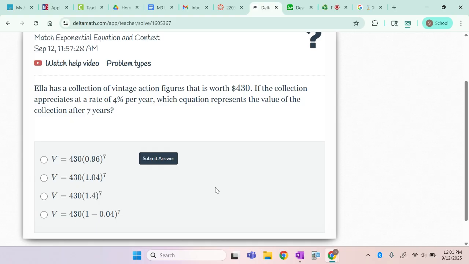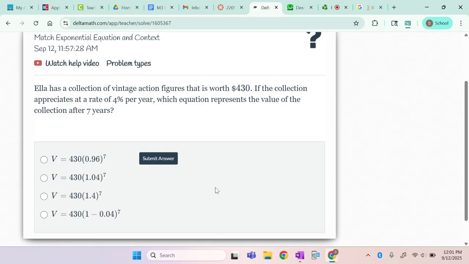What word kind of keys us into it's going up? Appreciates. That means if we put money in it, we'll get more money out of it. If it was a decay, we'd be losing that money. So since we're using an exponential growth, we're going to use that top formula.